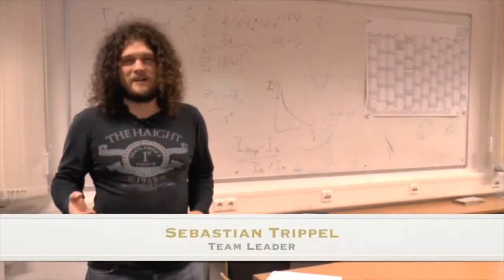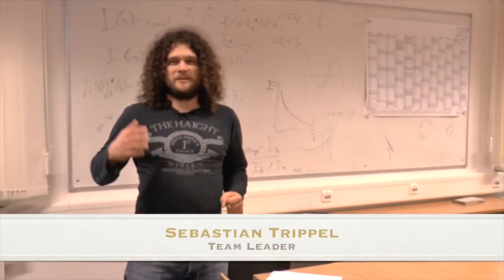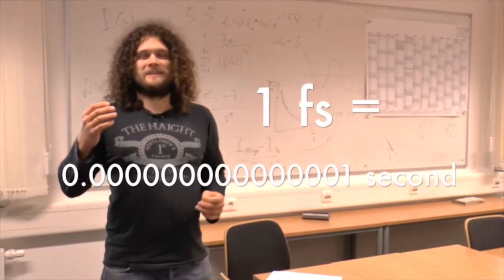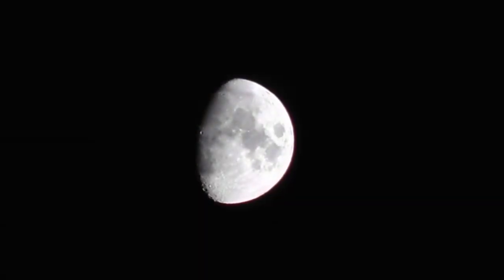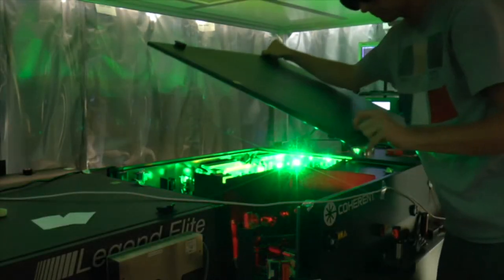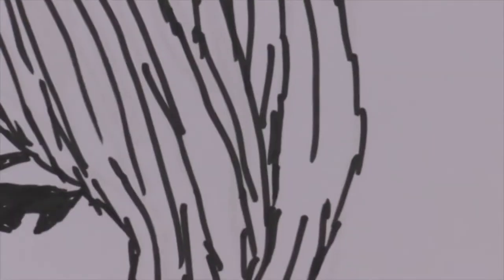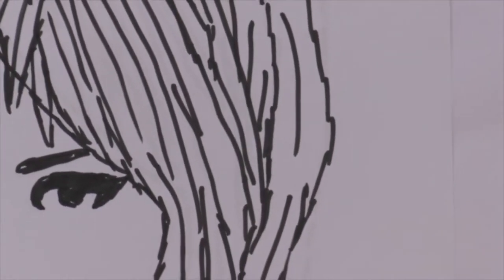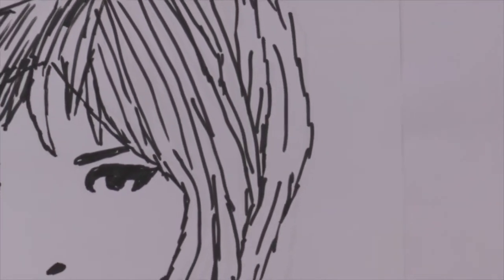The probe pulse has a pulse duration of 30 femtoseconds, and if you think about it, a femtosecond is a really short time. Within 1.2 seconds, light travels from the Earth to the Moon. But within a femtosecond, light travels only 300 nanometers. In other words, it takes 300 femtoseconds for light to pass a human hair.